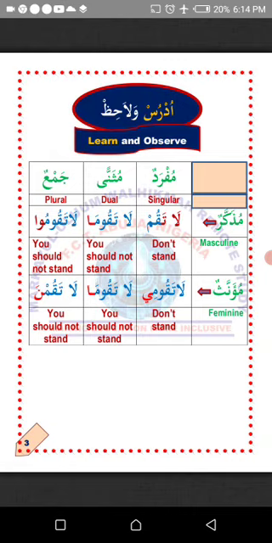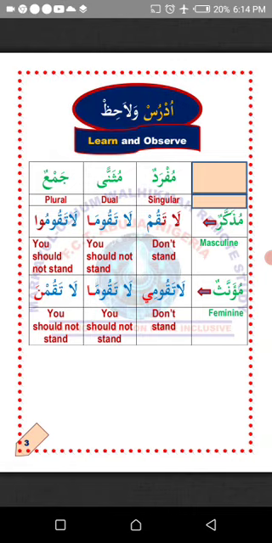Mufradun, singular. Muthanna, dual. Jamu, plural. Mufrad, singular. This is a word in Arabic that means only one. Muthanna, dual. This is a word in Arabic that means only two. Jamu, plural. This is a word in Arabic that means more than two, from third upward. Plurality in Arabic starts from third upward, unlike English, where it starts from two upward.